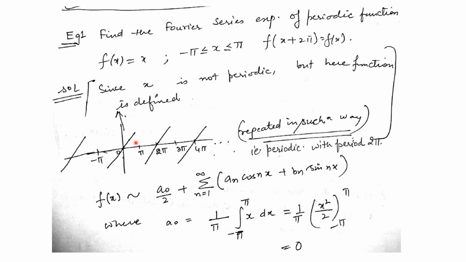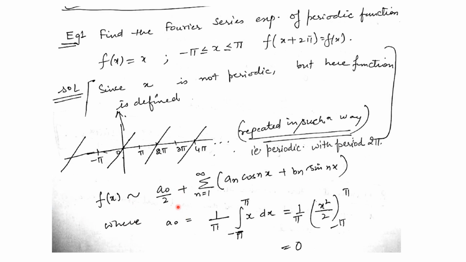So the function will be like this. From minus pi to pi its value is x. From pi to 3 pi the value is again x. From 3 pi to 5 pi again x, and similarly on this side. So we have to obtain the Fourier series of this function, and our interval is minus pi to pi, so the series will be of this form.